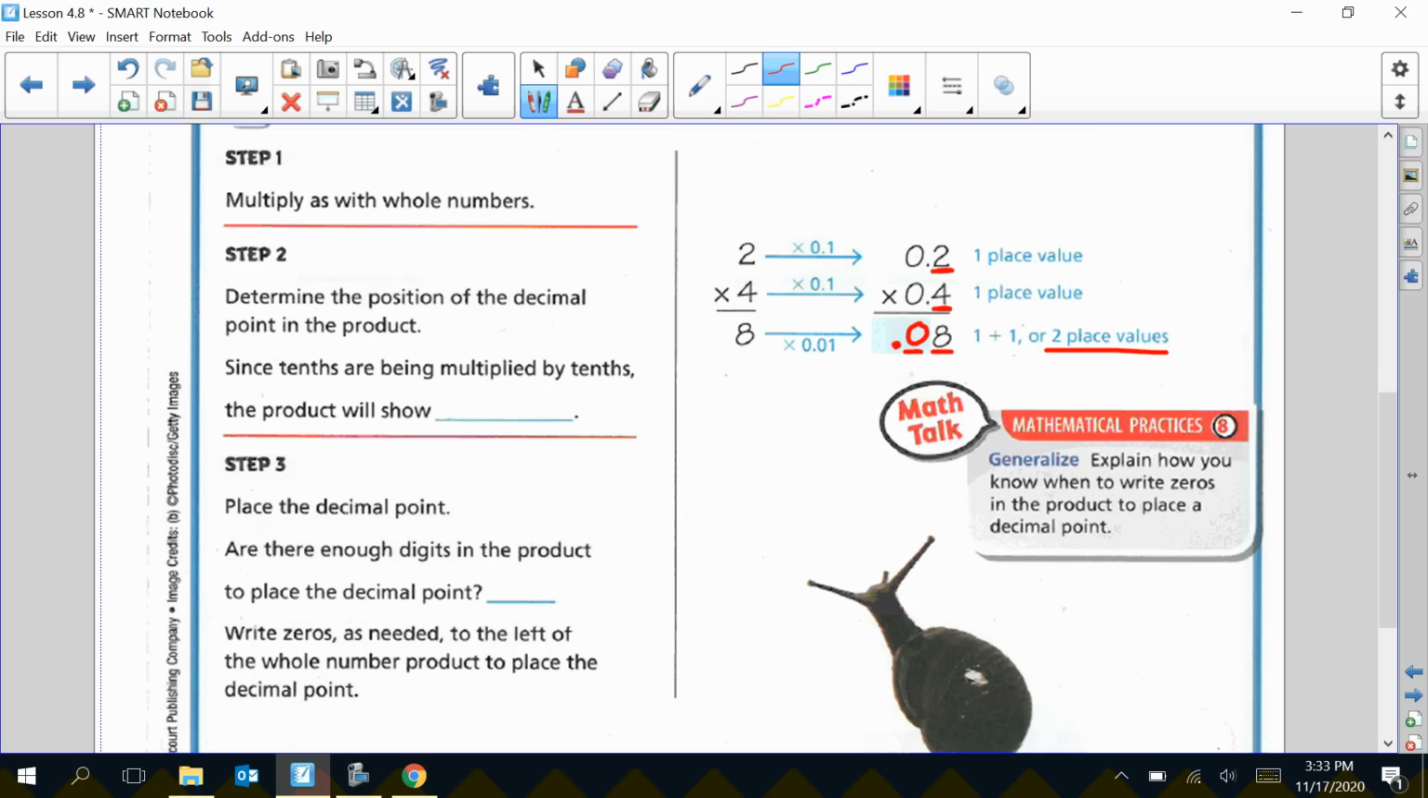We place our decimal, and then we add a 0 in the ones place, because anytime there is not a digit in the ones place, you need to have a 0 there. All we're multiplying today is basic facts, and then you may have to add some zeros as placeholders.